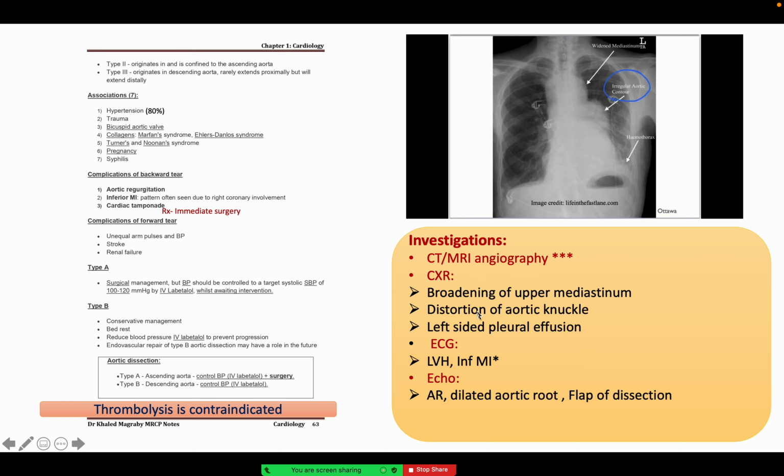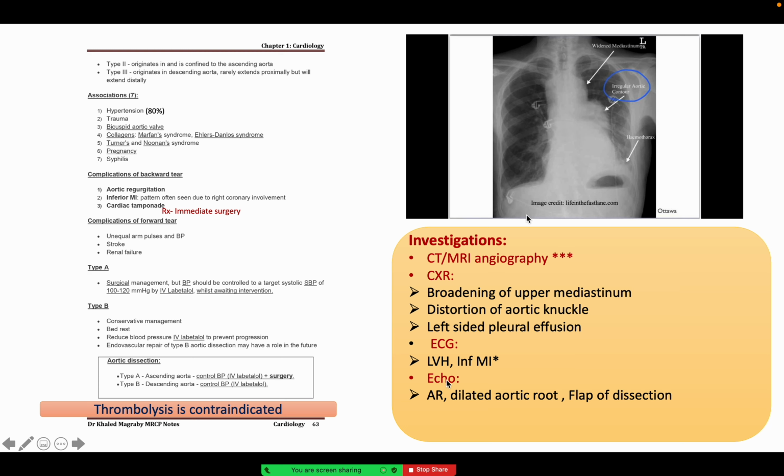Okay, so primarily you can do a chest x-ray of this patient, and this will give you some clue about the dissection, like the broadening of the upper mediastinum. As you can see in this chest x-ray, there is broadening of the upper mediastinum, and there may be distortion of the aortic knuckle as in this picture, and there may be some left-sided pleural effusion or hemothorax as you can see in this chest x-ray.